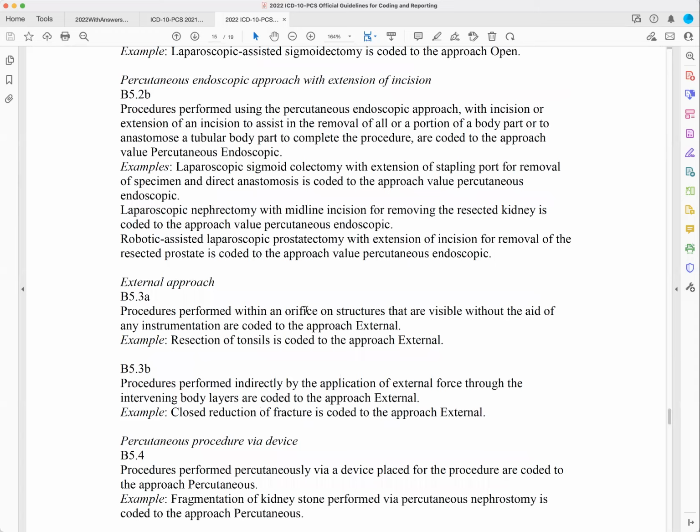And so this orifice is just an opening, right? So when you open your mouth, they can look down and they can actually see your tonsils without using any instrumentation. They are completely visible. So resection of the tonsils that way is an external approach. They didn't have to cut through any layers of the body. So this is your guideline that gives you permission to code it that way, if you will.